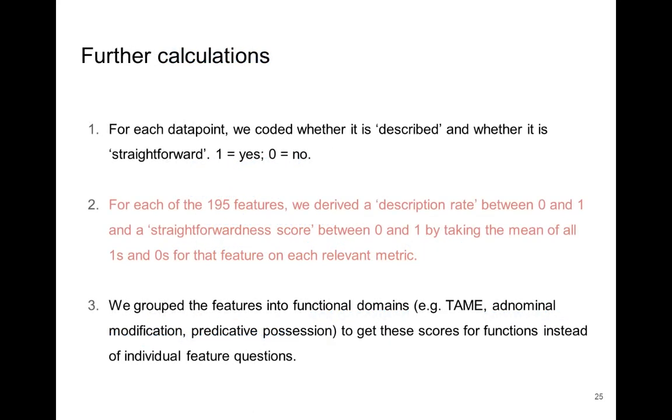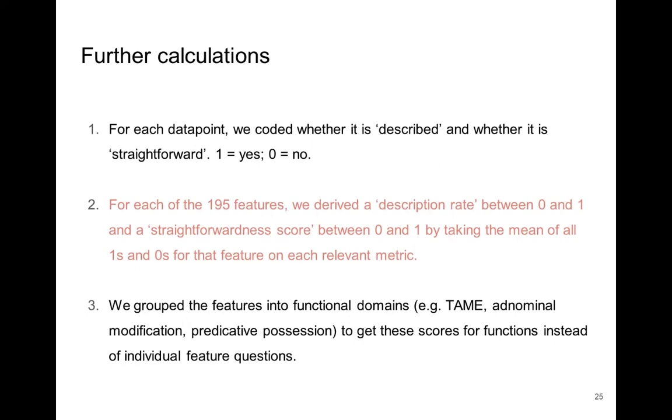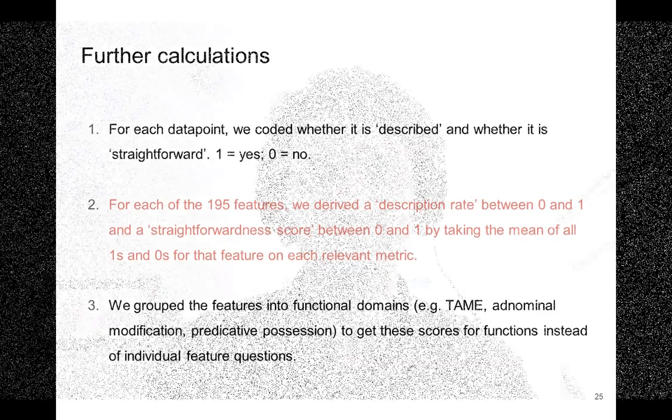After we'd coded for each data point whether it counts as straightforward or described or not, we derive the description rate and the straightforwardness score for each of the 195 features in our dataset. We then group these features into functional domains to get scores for domains rather than for individual feature questions.